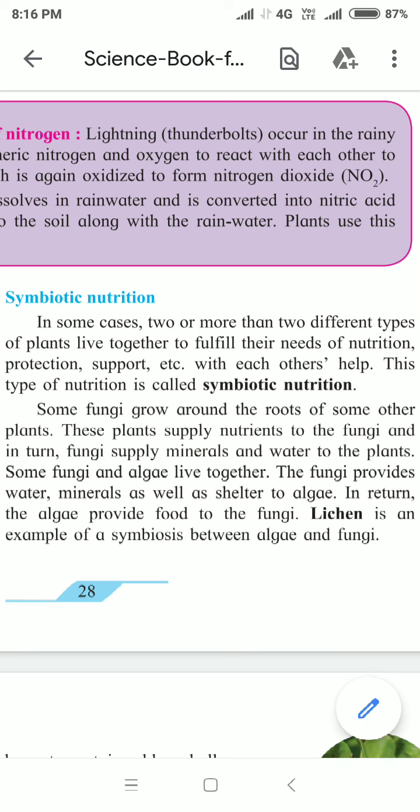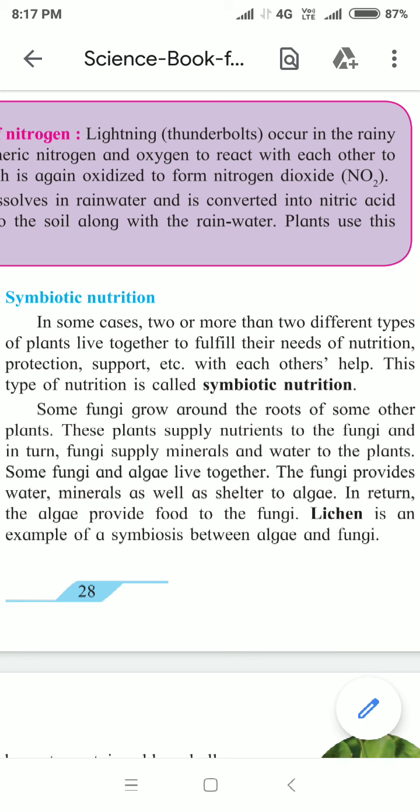Here we see the best example of fungi and algae, students. Some fungi grow around the roots of some other plants. These plants supply nutrients to the fungi, and in turn fungi supply minerals and water to the plants. So near the root of some plants, fungi grow. We may give mushrooms as the best example of fungi. Some fungi are harmful also, students. Fungi supply minerals and water to the plants, and in return plants supply nutrients to the fungi for food purposes.